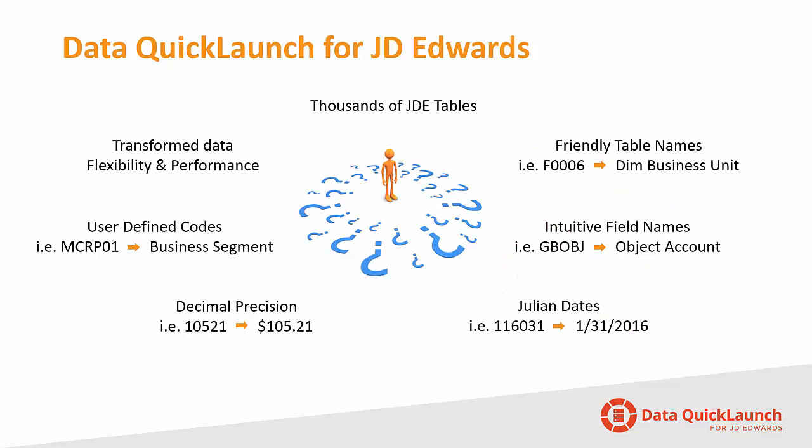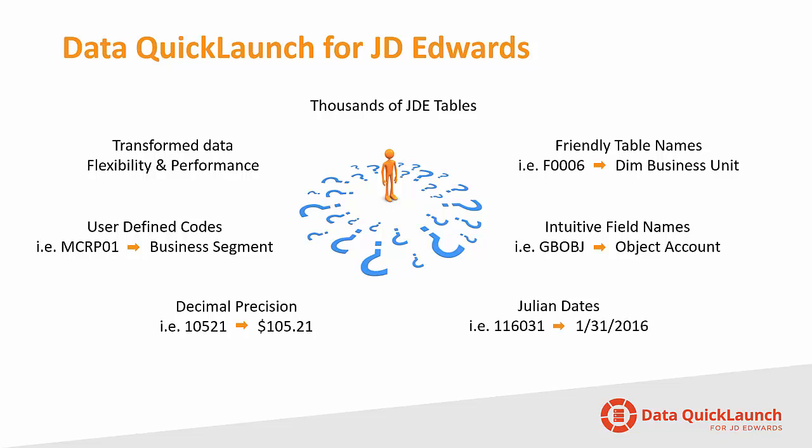We talk about cleaning the data. There are about 5,000 tables within the JD Edwards data model, and the data is not structured in a way that most business users can understand. So if you're looking at some of the tables, F0006 might be the business unit master. The column names might be GBOBJ for the object account. With our Data QuickLaunch, we transform that into a meaningful name. So you actually are seeing a table, DIM Business Unit, or Object Account for your aliases.